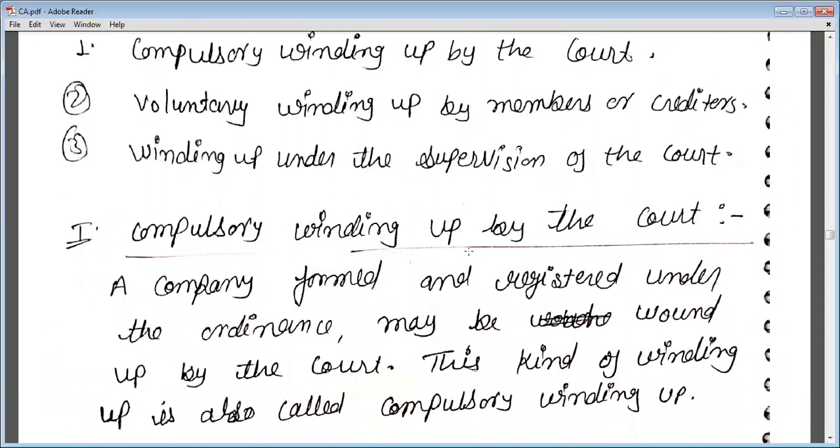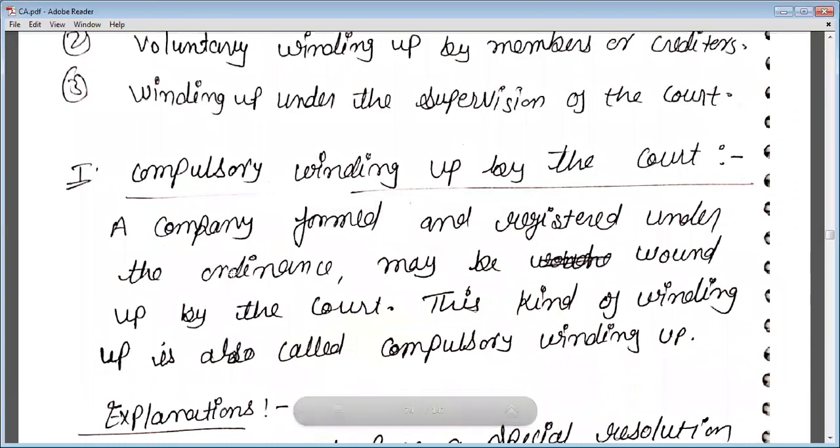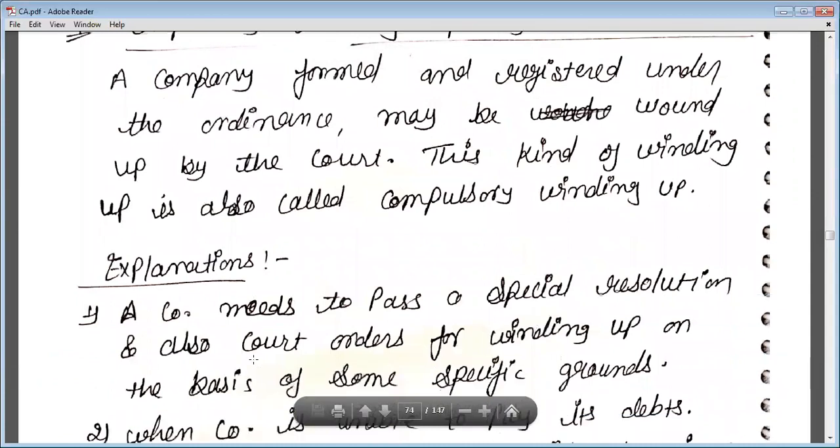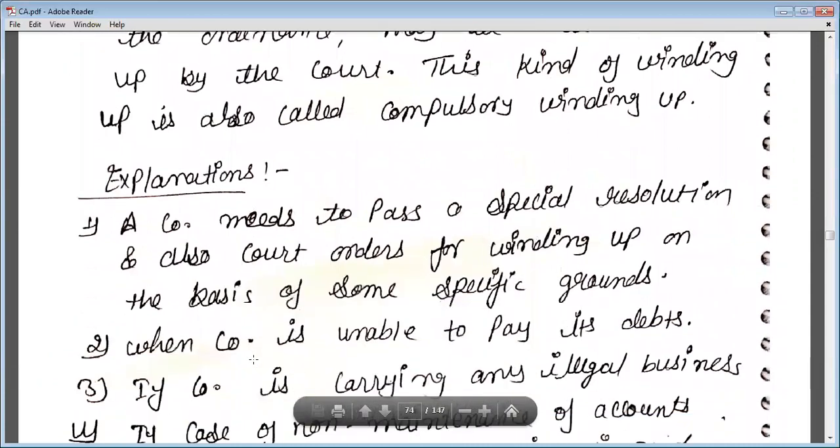The first is compulsory winding up by the court or any law. In that case, the company formed and registered under the ordinance may be wound up by the court. This kind of winding up is also called compulsory winding up. Okay. Now see the explanation of it.